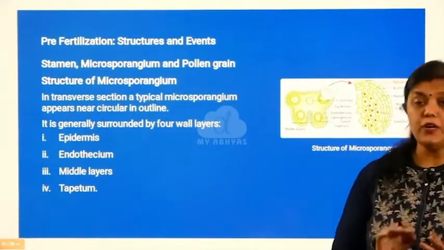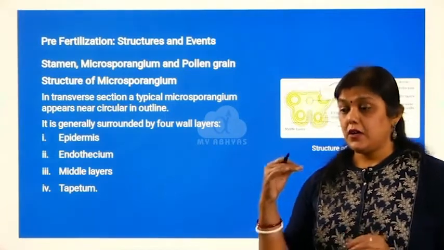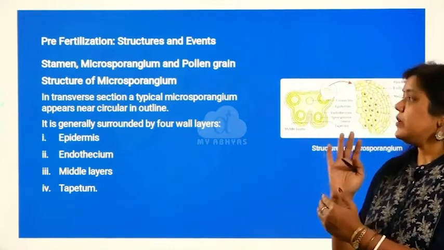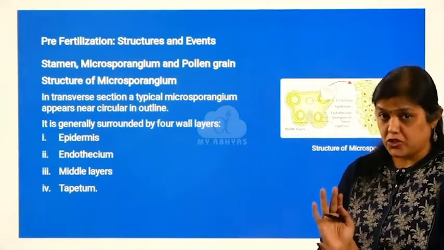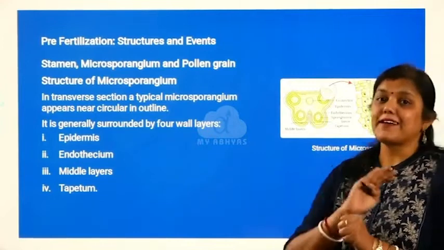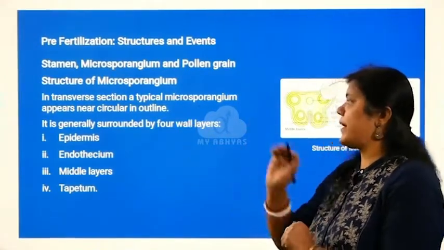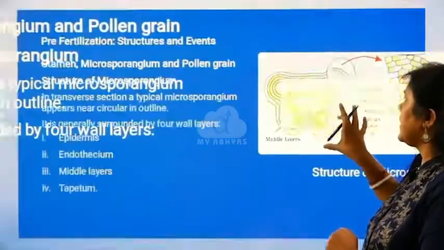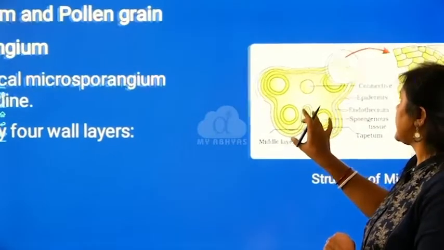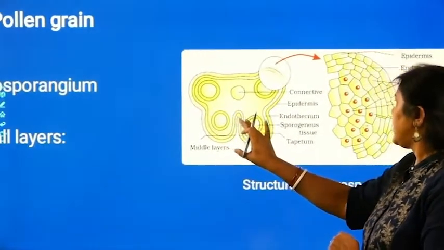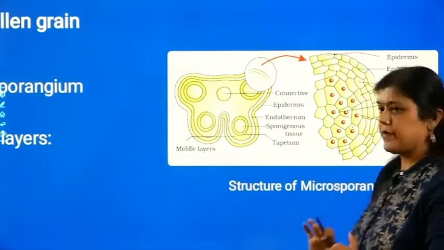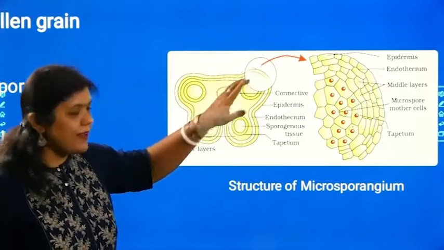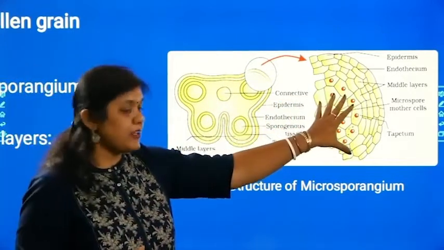Now, as I told you, there are layers, right? There are different teguments. Teguments means the covering part. So, when we talk about the complete structure of microsporangia, if I do a transverse section of a typical microsporangium, it will appear as a circular outline. Can you see this? There is a circular outline, and if I take that part and enlarge it, it will look like this.